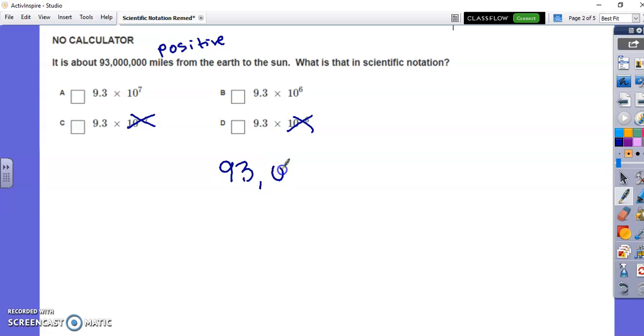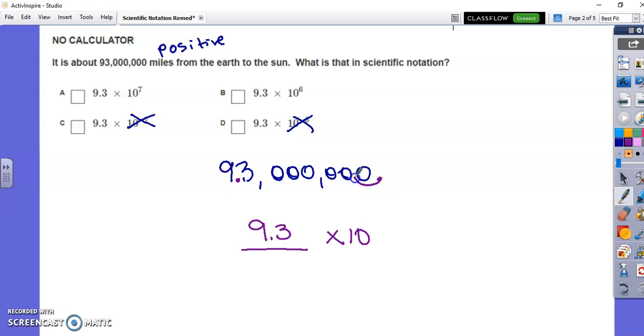So the first thing you should do is write down your number, and if your number does not have a decimal, then the decimal is always placed right here so that you do not change the value. We have to count how far it will be from this spot to this spot, because in scientific notation, our first number has to be between 1 and 10, so we always put our decimal there, so this would be 9.3 times 10 to the something. So our power is how far did we have to move this decimal to get it here.